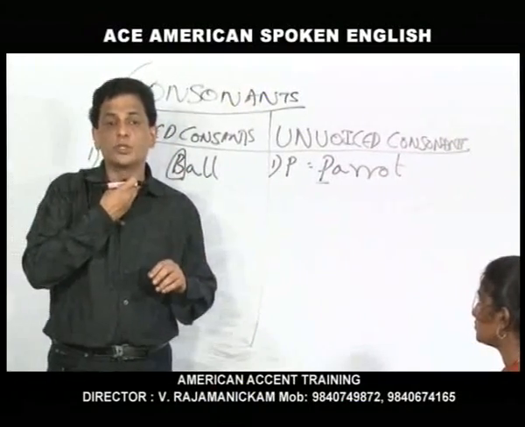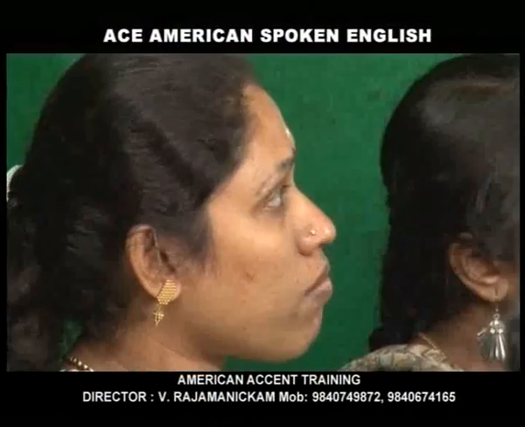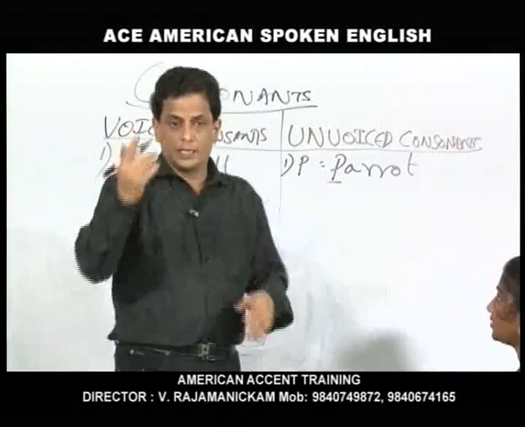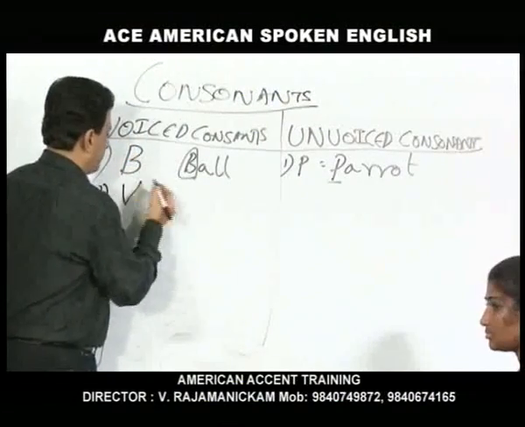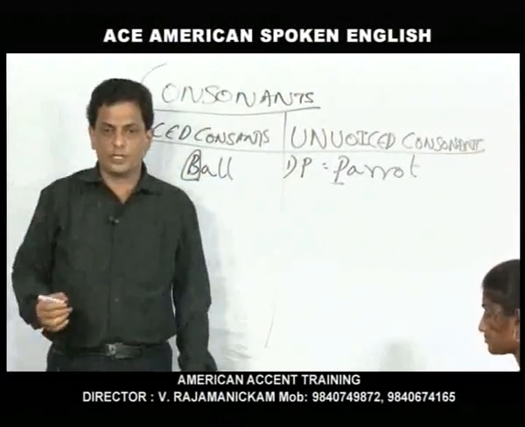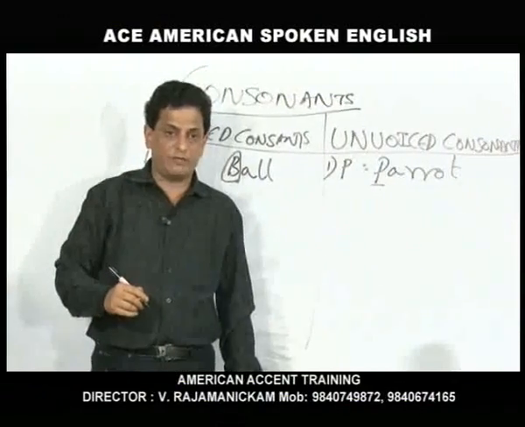The sound of P comes only through your lips. But when you say ball, ba, this comes through your throat. So the partner of B is what? P. Then the second voiced consonant is V.